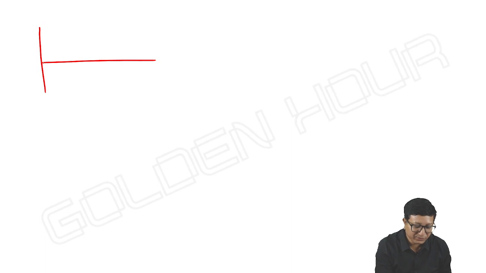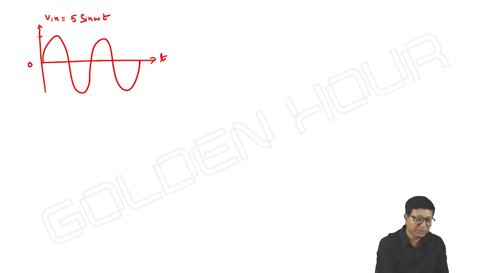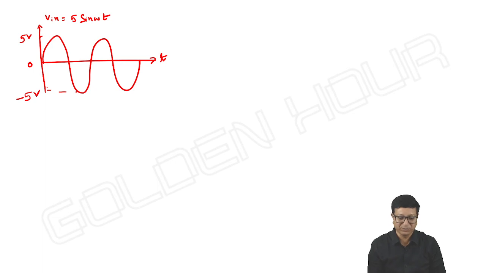Which means, suppose I have a sine wave like this, some 5 sine omega t. What is the DC level of this particular signal? 0. And it has a peak amplitude of 5 volts. We can take the positive peak as 5 volts and the negative peak value as minus 5 volts.